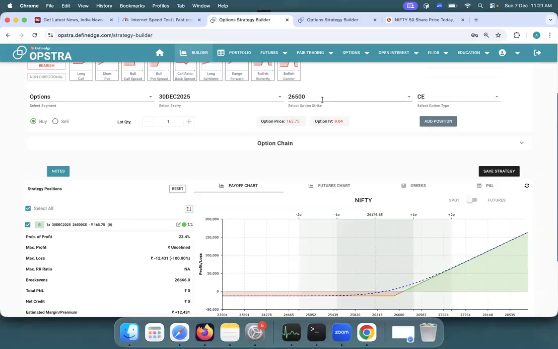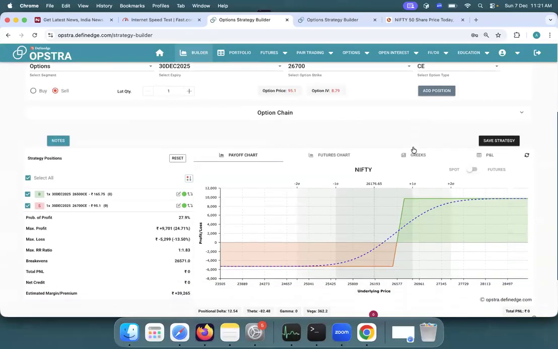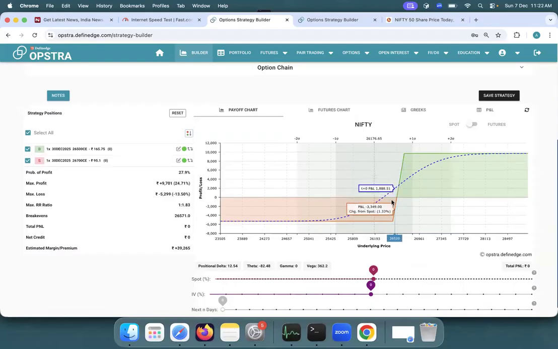Let's say we go ahead and sell a call option. Now see this. What happened now? Your risk has become defined and it has reduced. Earlier it was 12,000 something, right? Now it is only 5,200. So your risk has reduced, but your profit capacity has also reduced. Earlier you could have made unlimited profit, but now your profit is capped at 9,700.